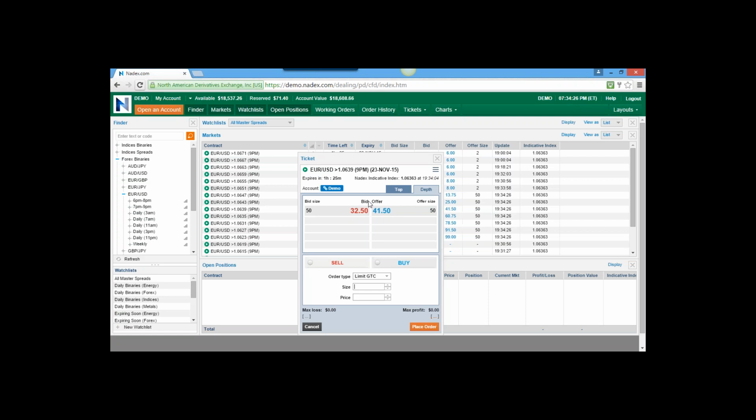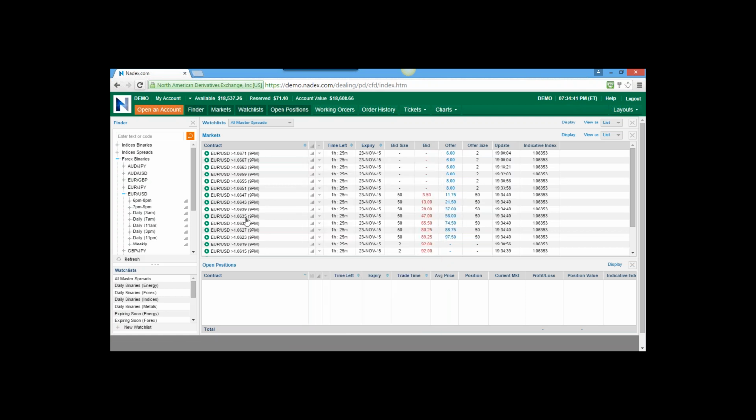At expiration, a binary is either worth 0 or worth 100, okay? So if I say yes, look at another one. Let's look at this one right here.